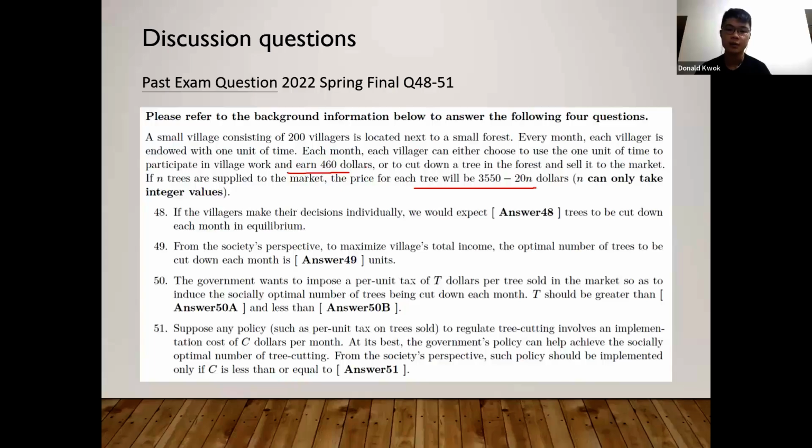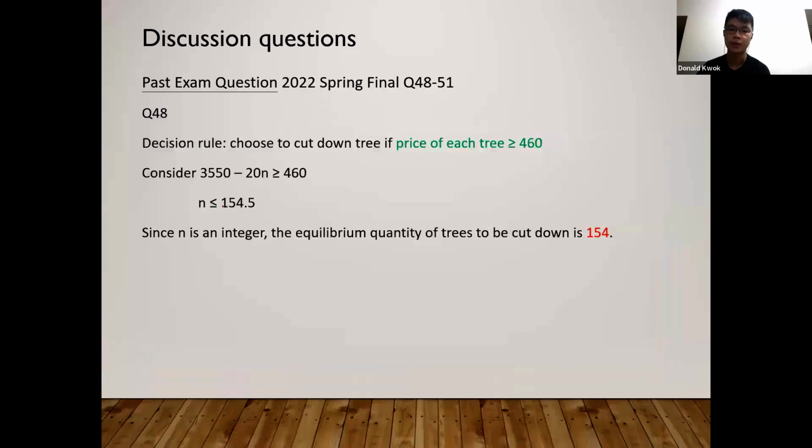So as long as the price of each tree given by this expression is greater than or equal to the income from village work, 460, then the villagers will just go to cut down trees. Okay, so this is why we are going to solve this inequality. And we have n is more than or equal to 154.5. And since n is an integer, this means that the equilibrium quantity of trees to be cut down is 154.